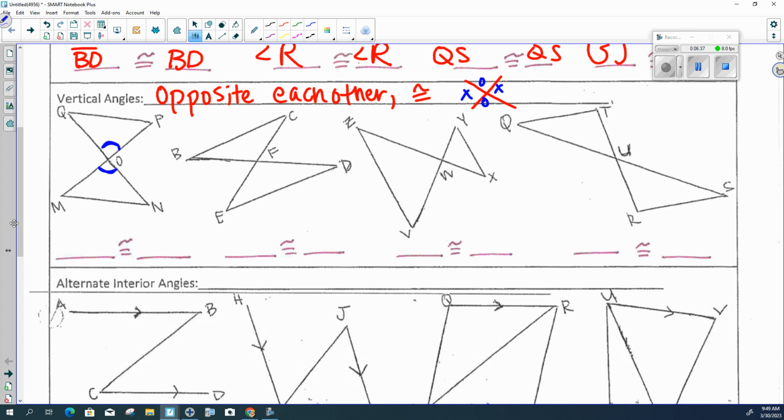Okay, sometimes the hardest part on these is making the congruent statements. Because I can't just say angle O is congruent to angle O, because there are four angles right there. So I have to name them like Q, O, P, and N, O, M, nom. Julian, can you give me the congruent statement for the second one?